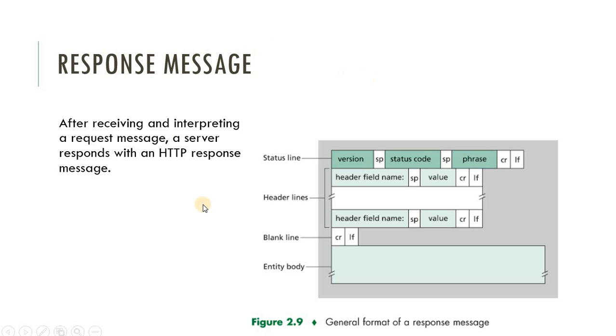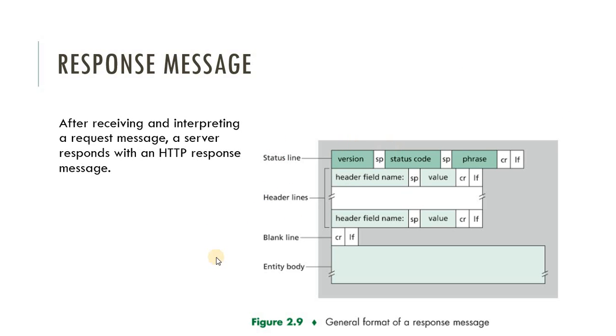So this is the general format for the response message. It contains a status line, header lines, a blank line, and an entity body. The attributes are similar to the request message, but the status line's attributes are different. In the response message, the status line attributes are version, status code, and phrase. The header is the same as in the request message. The blank line and the entity body are also the same. The only difference is in the status line.